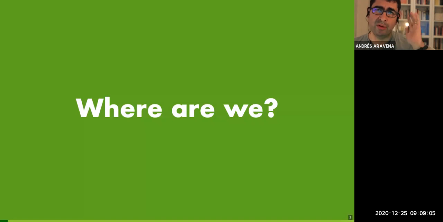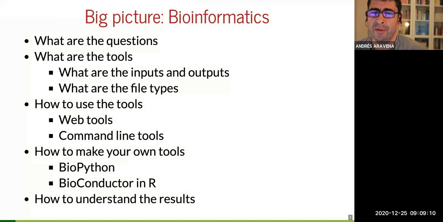Since you are doing something else, thinking about other classes, let's give a context. This is basically the big picture as I see it. I think that molecular biologists need to know their needs and their wants. So you need to know what are the questions that you deal with in bioinformatics, and what are the tools that exist. At minimum, you need to know what are the kind of input files and what are the kind of output that you will get from these tools.